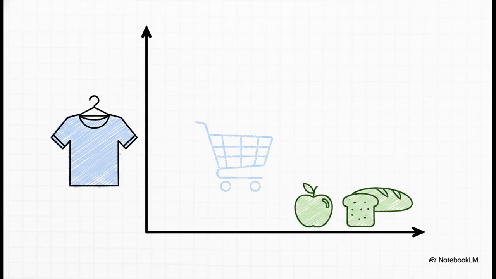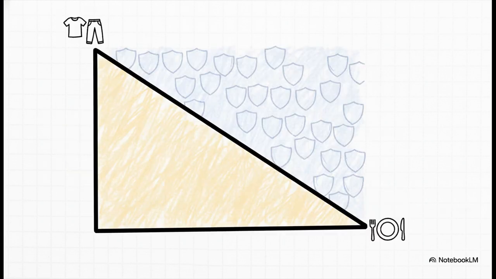Step 1, we define our coordinate space. On the vertical y-axis, we're measuring units of clothing. On the horizontal x-axis, we're measuring units of food. Every single point in this entire space represents a very specific shopping cart bundle holding some unique combination of clothing and food.